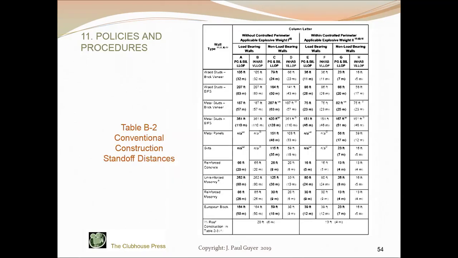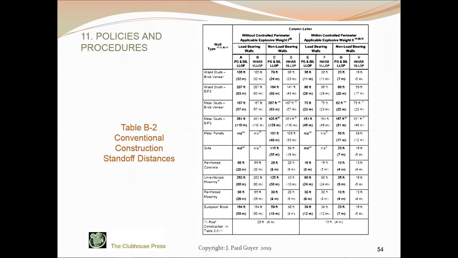Here are the conventional construction standoff distances for different types of wall construction. And I don't think I touched on this. Generally speaking, with terrorists, you're not concerned about roof construction because terrorists do not tend to attack a building through the roof. They go through the walls and the doors and the windows.